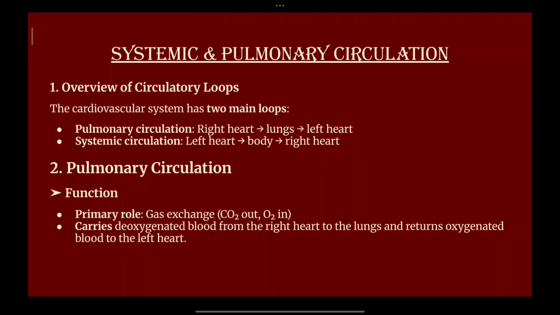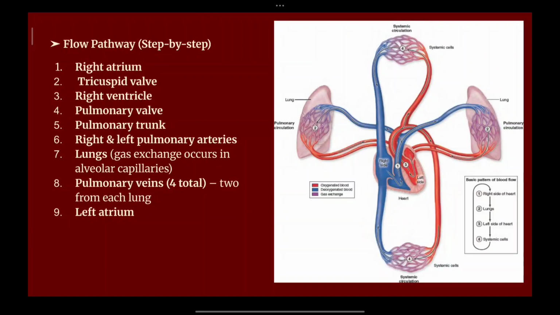Now the function involved in pulmonary circulation is primarily gas exchange. The deoxygenated blood is taken to the lungs and the exchange takes place, wherein carbon dioxide goes out and oxygen comes inside. Here it carries the deoxygenated blood from the right heart to the lungs and returns the oxygenated blood to the left heart. So the flow pathway is here. This is how the pulmonary circulation works.